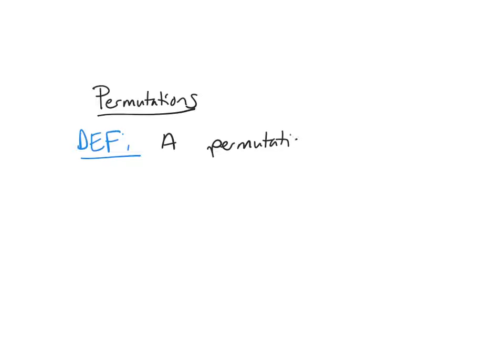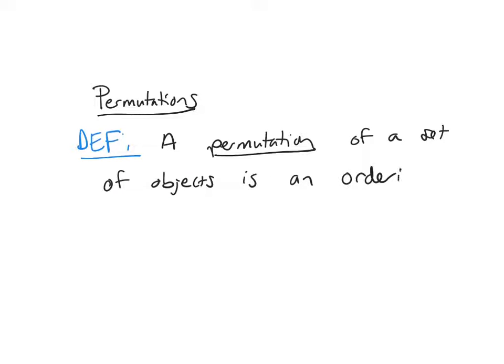All right, let's talk about permutations. So let's start by defining what a permutation is. A permutation of a set of objects is an ordering of the objects in a row.